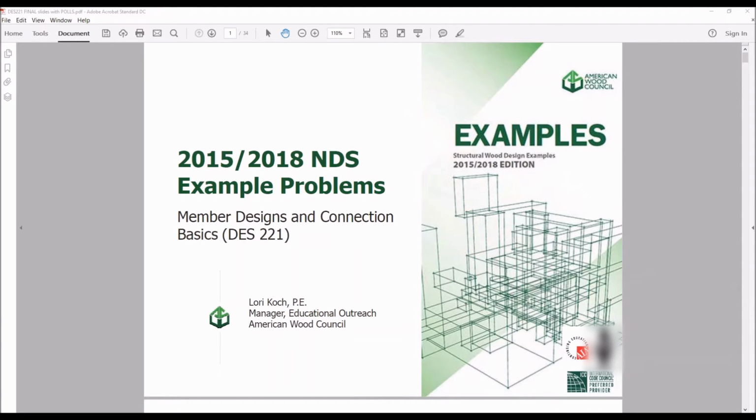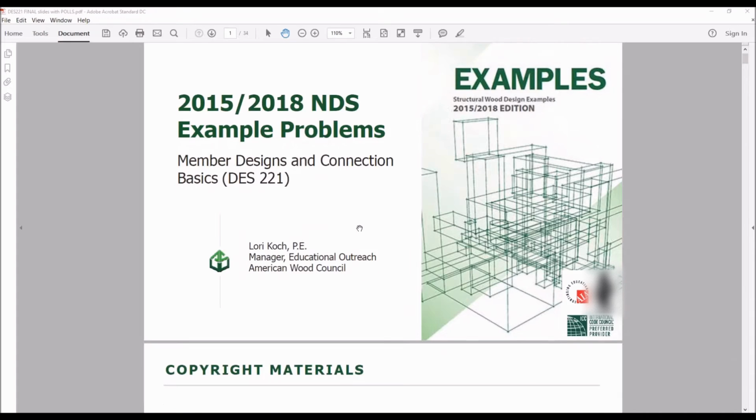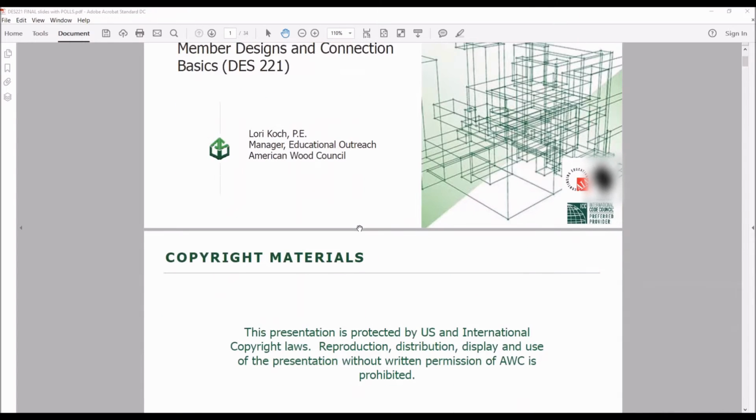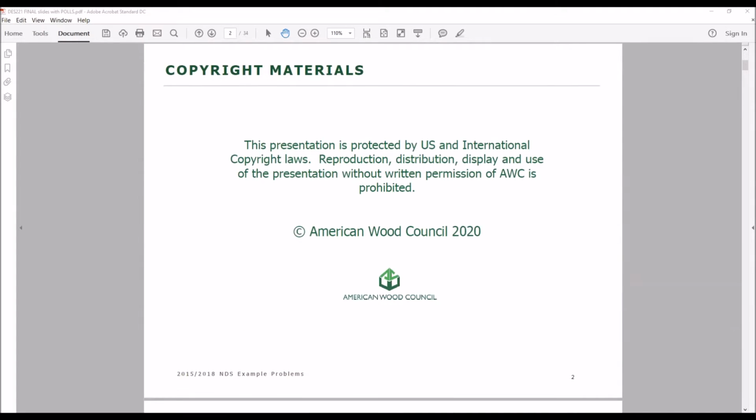My name is Lori Cook, and we're going to be talking about the 2015 and 2018 NDS example problems document today. We're specifically going to go through a few examples on member designs and a few examples on some connection basics. We're going to kind of breeze through some of this copyright material here.